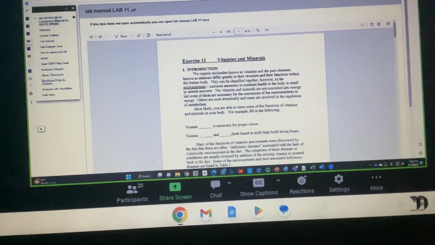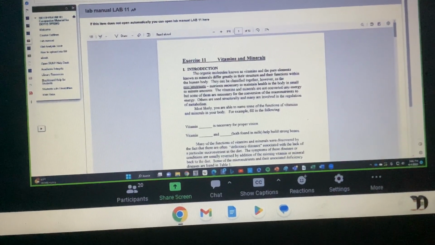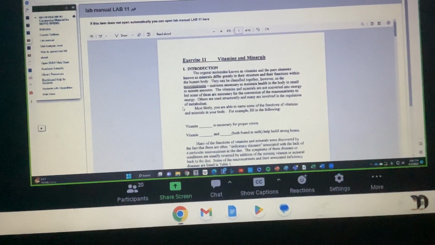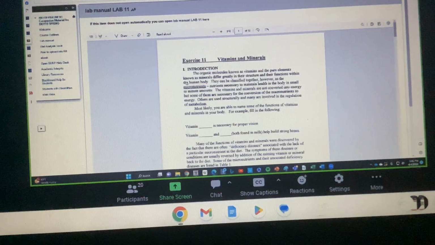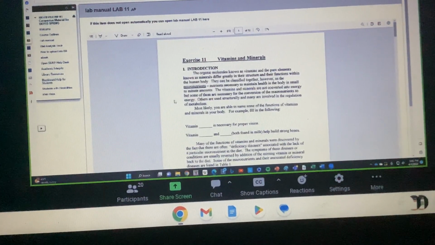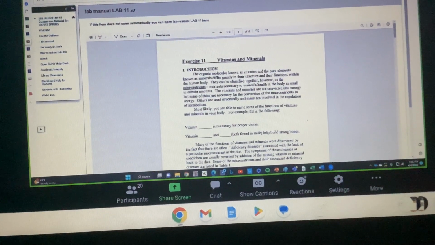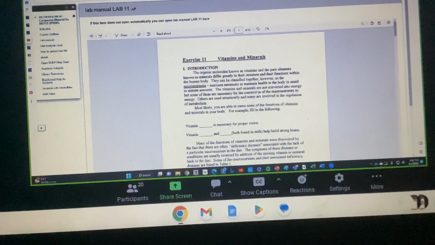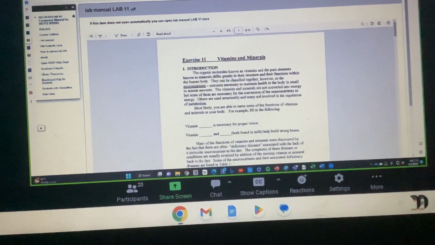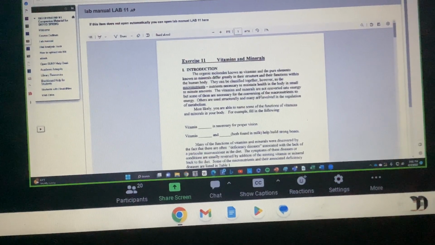Okay, so micro meaning small, muy pequito. They are the little guys. Little by weight and by size, but with a potent punch. Nutrients necessary to maintain health in the body in small to minute amounts. Vitamins and minerals are not converted into energy because they carry no caloric value, but some of them are necessary for the conversion. That's the key.